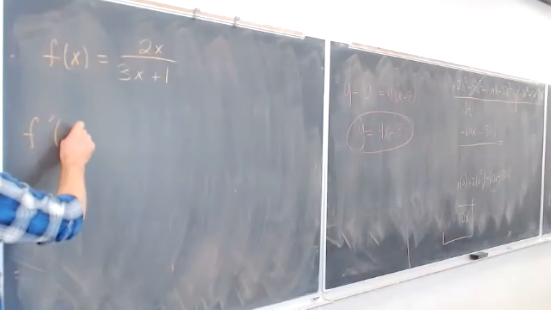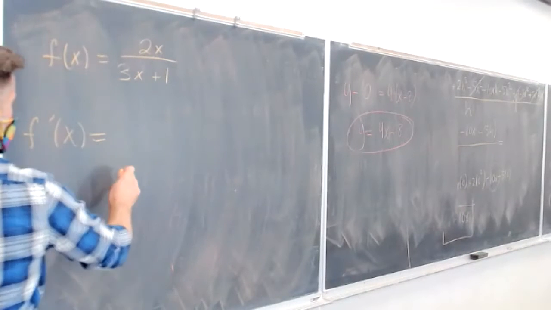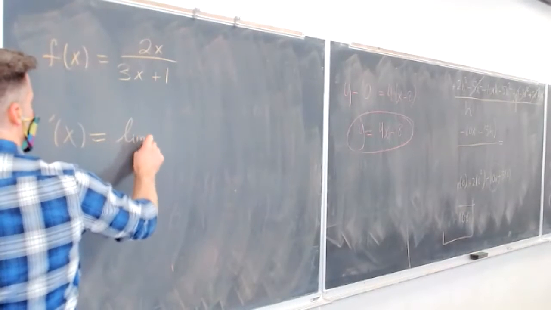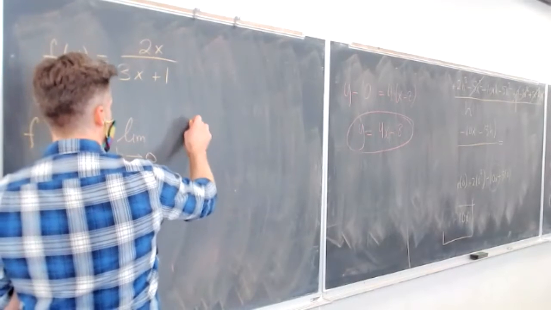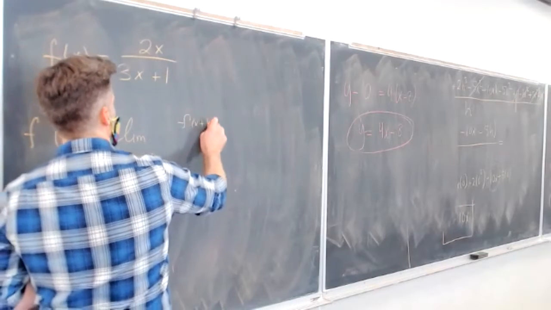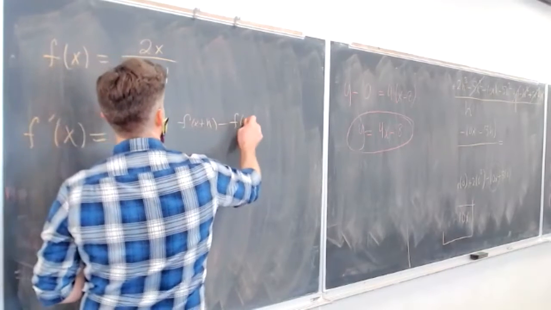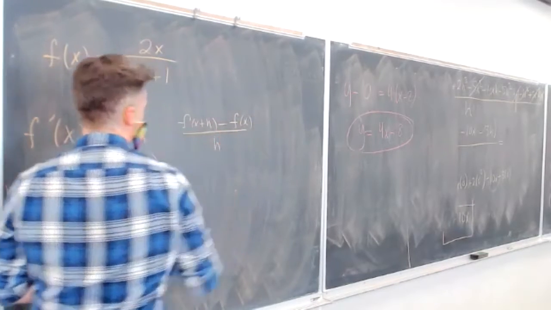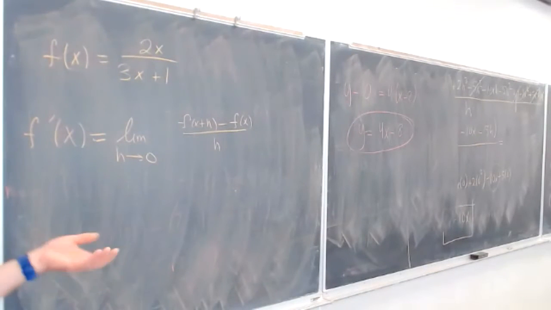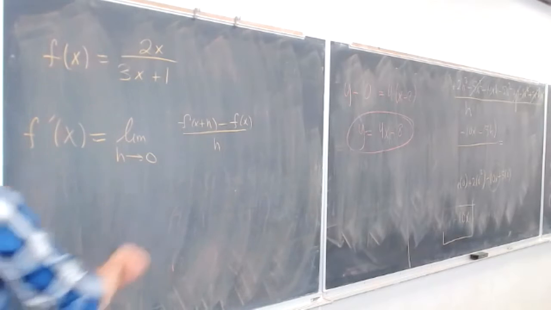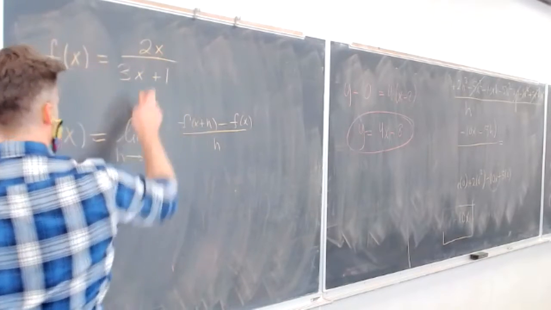Still starting off the same way though. We're starting with the limit as h goes to 0 of f of x plus h minus f of x all over h. Just like the other one, we're going to plug in x plus h wherever we see an x.